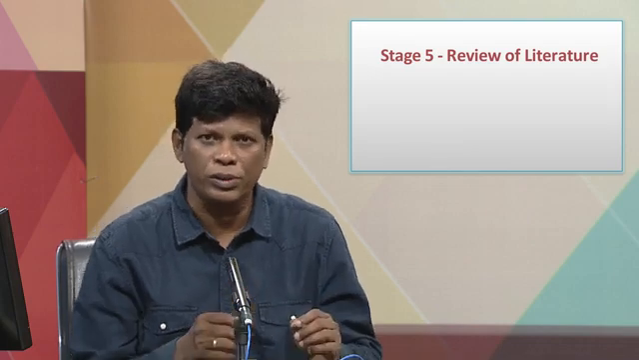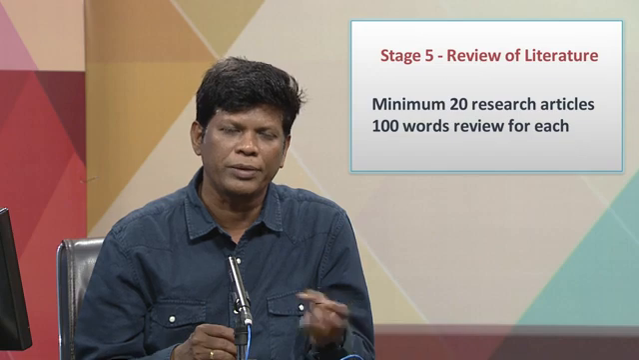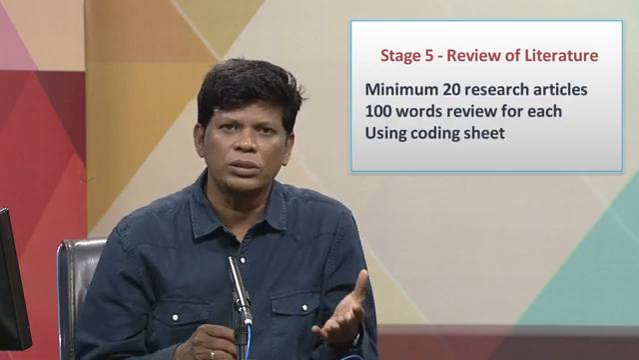Once the literature is identified, next we have to read and review that literature. With 20 research articles already identified, you need to write a 100-word review for each. We have given a coding sheet. If you look at the manual, read the article thoroughly. All the research articles usually have a standardized structure: the introductory component, concept note, review of literature, methodology, data analysis, findings, and conclusion. More or less, you can find all the literature in a standardized manner.